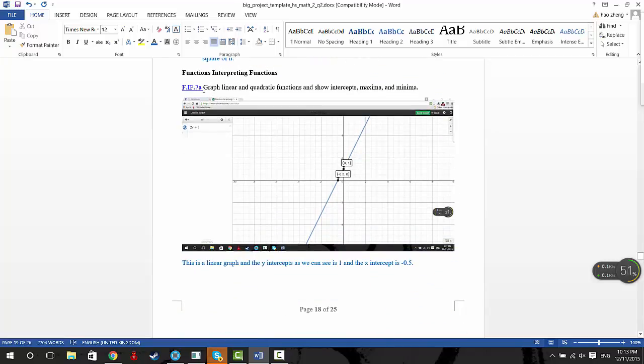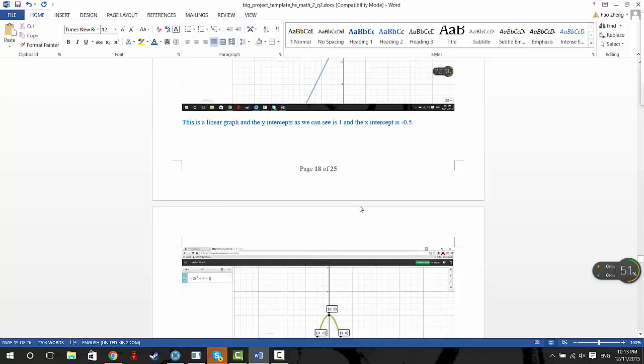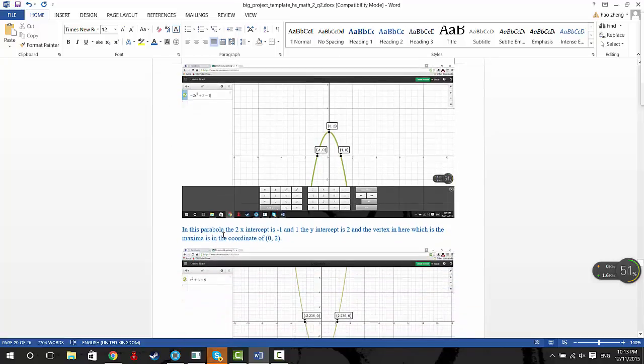And next is FIF 7a, graph linear and quadratic functions and show intercepts, maxima, and minima. Okay, so here is the quadratic function. The idea is here's a linear function, a very simple graph. And in this linear graph, we can see the y-intercept is 1. It's the point where the line touches the y-axis, right? And we can see the x-intercept is negative 0.5. Just need to label it. And next is the quadratic parabola.